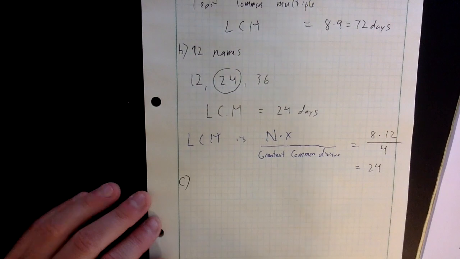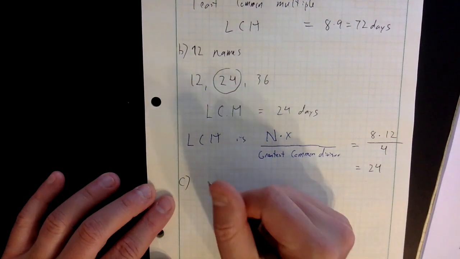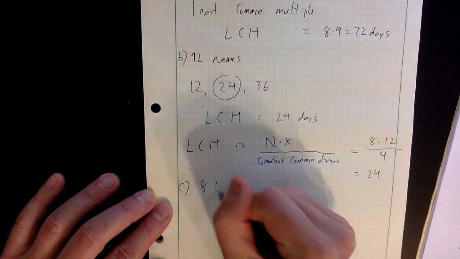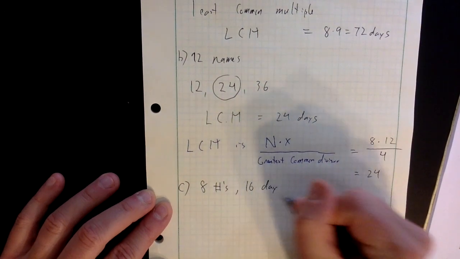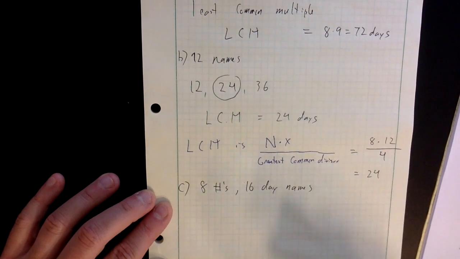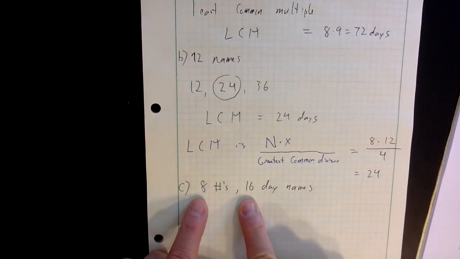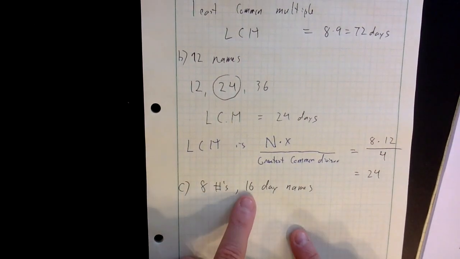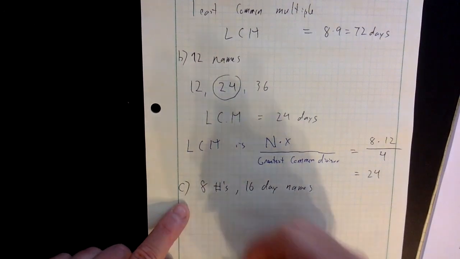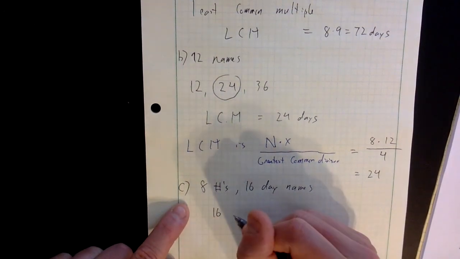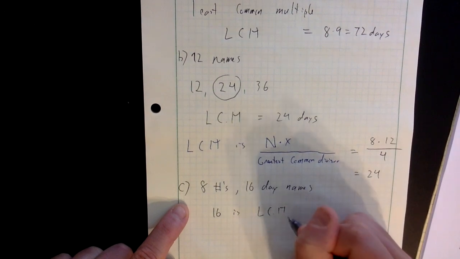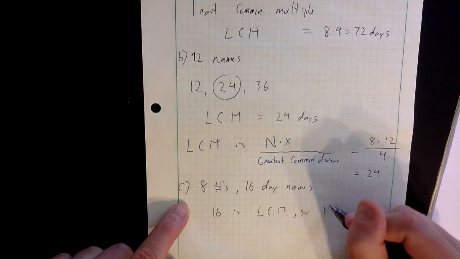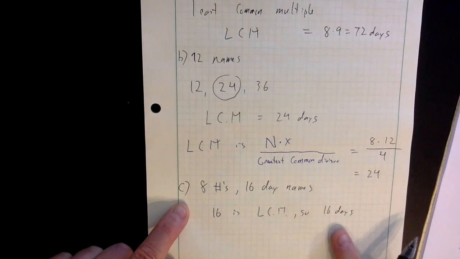Part C on this is looking at, again, we still have 8 numbers, and now we have 16 day names. So hopefully you could see right away, we could use a formula, but 8 goes into 16. 16 is 8 times 2. So the 16 is the least common multiple of these two numbers. So there's 16 days in this particular calendar.